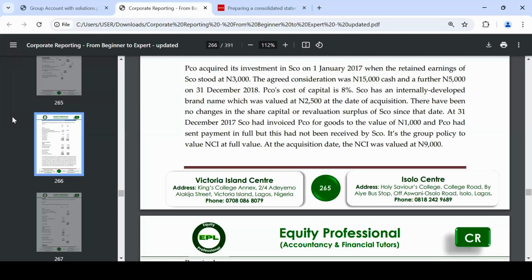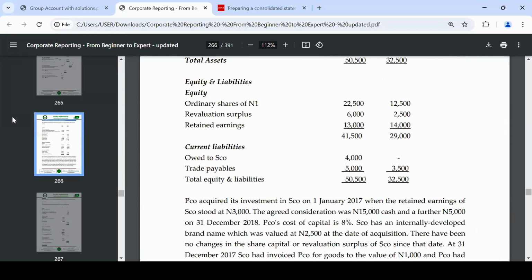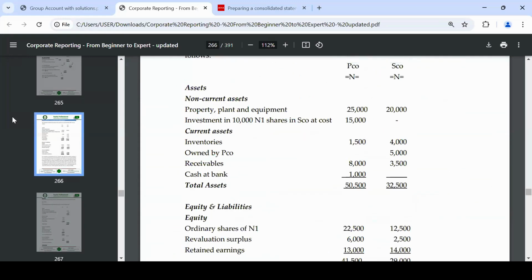How do we go about this? A number of things are here. We'll pick them one by one. And like I always say, the first thing to figure out, very important, so that you don't forget, is to consider what is the group structure. The group structure in this case is that when we share ESCO, we'll share ESCO into 75% for PICO and 25% for NCI.